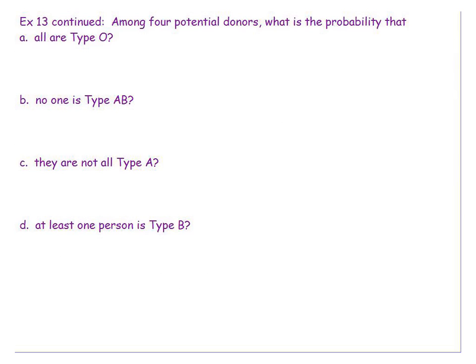Now, we have 4 potential donors. So we're looking at 4 people now. What is the probability that all of them are type O? Well, type O was 45%. So the first person being type O is 0.45. The second person being type O is 0.45. The third person being type O is 0.45, as is the fourth person.